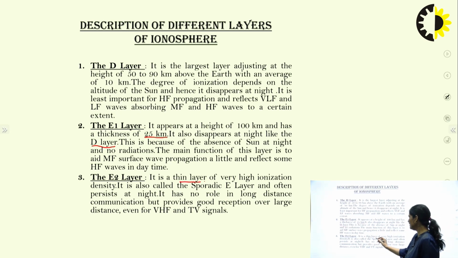It is a very thin layer of very high ionization density, and it is also called the sporadic E layer, which often persists at night. So it has no role in long distance communication, but provides good reception over large distances.